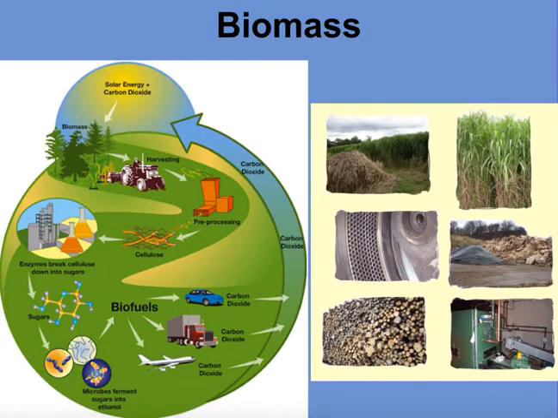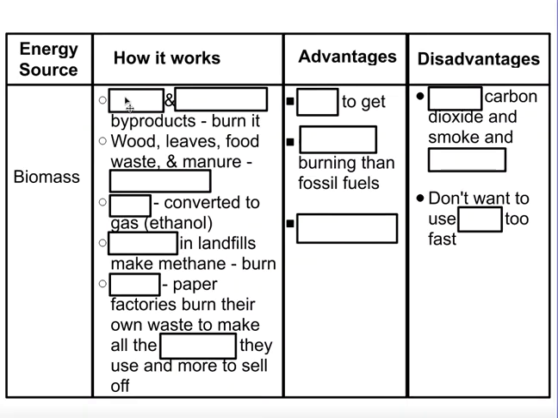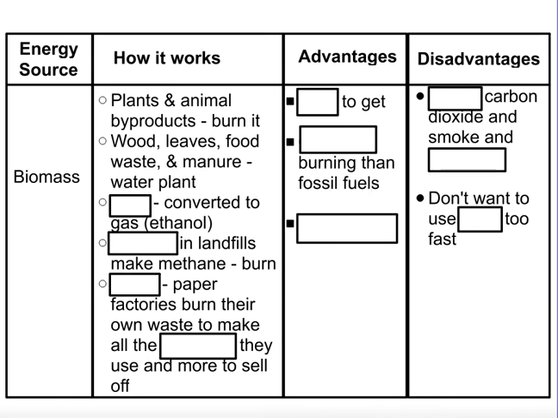The next one is biomass. Let's first talk about what biomass is and how it works. Biomass is any plant and animal byproduct that has been decomposed and burned. Wood, leaves, wood waste, and manure are all examples. We can also convert corn, which is another form of energy, into a gas in the form of ethanol, or use bacteria in landfills, which make methane.